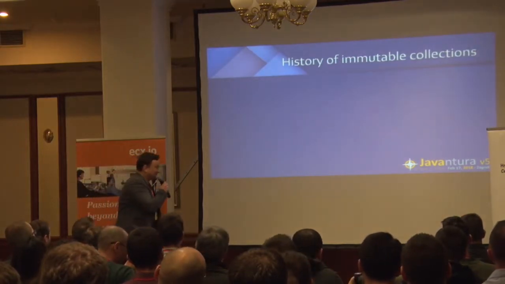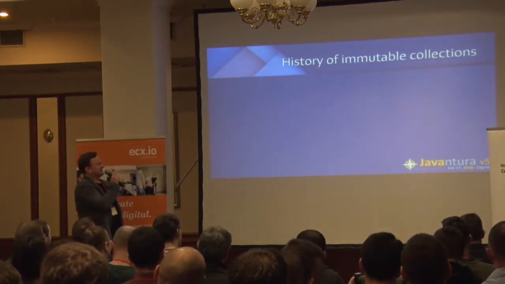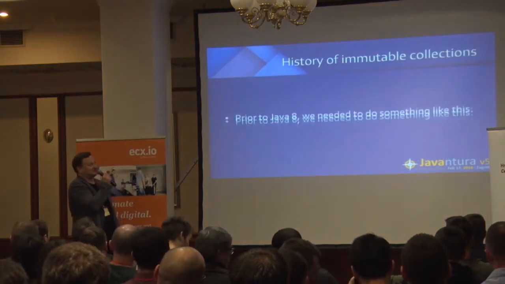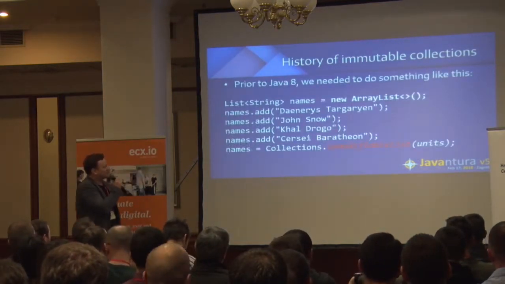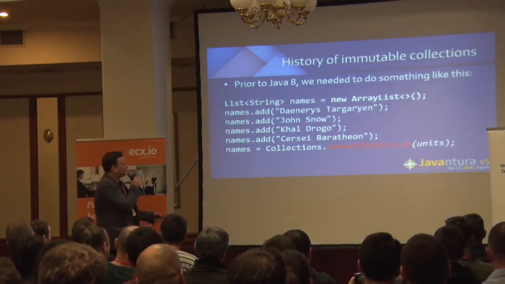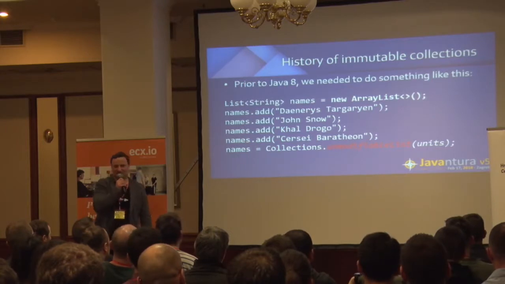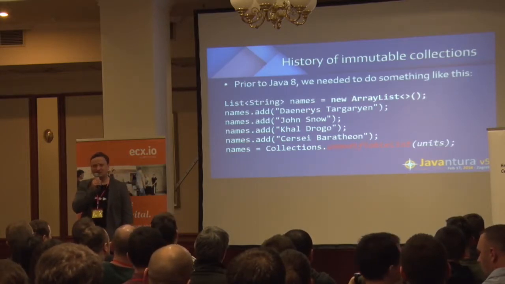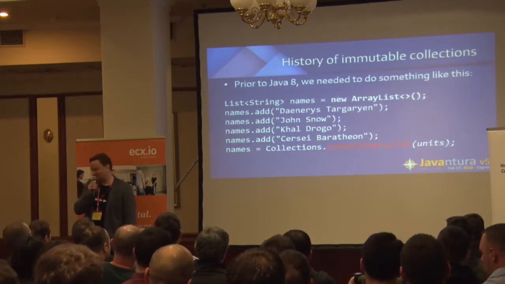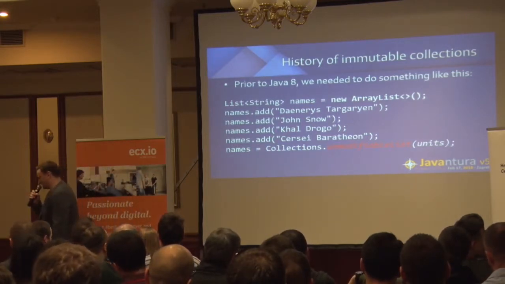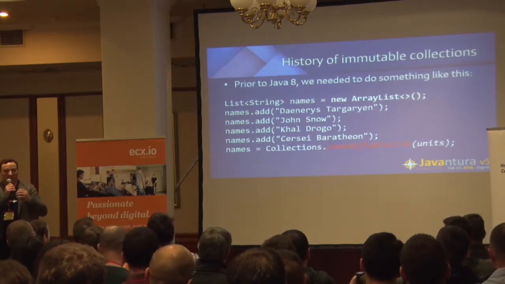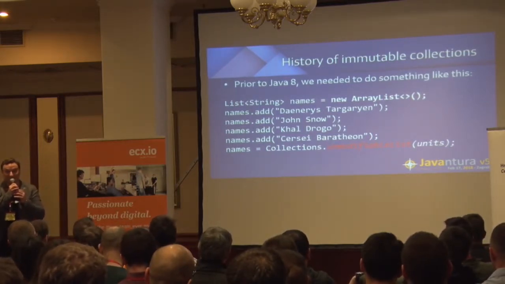Okay, so let's go through the kind of history of immutable collections. Everything started very early, so prior to Java 8, before Java 8, we needed to use something like that. Do you recognize those characters here? Yeah, but are those characters related with some very popular, excuse me? No, close.